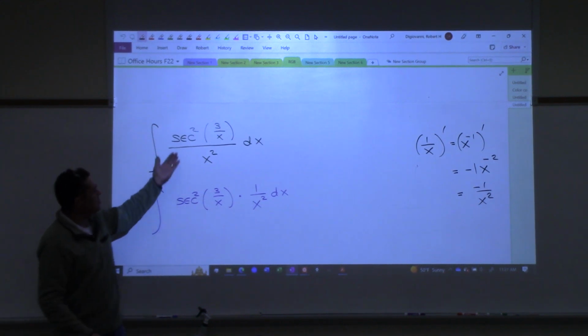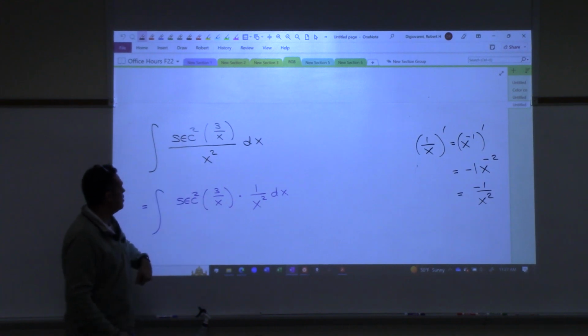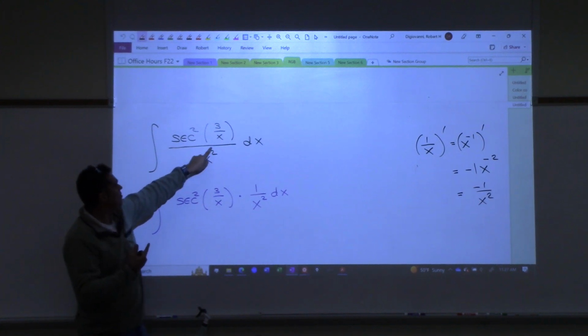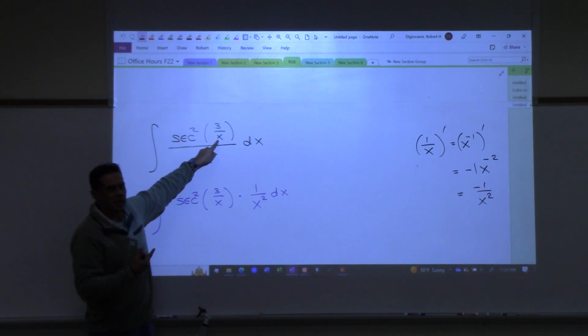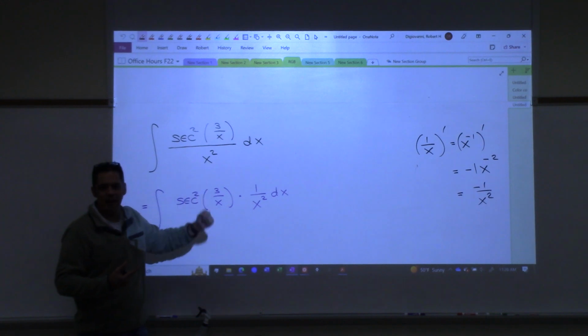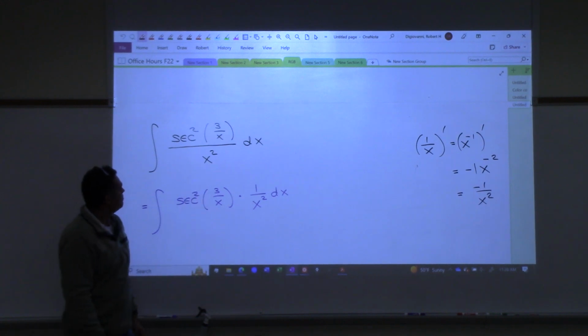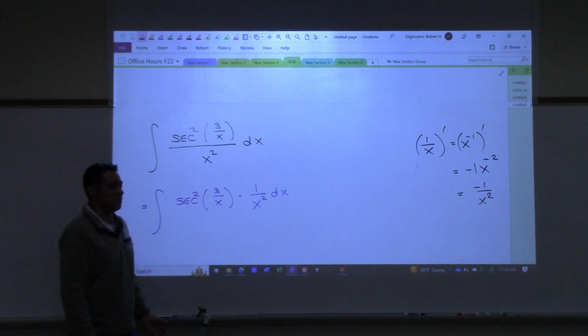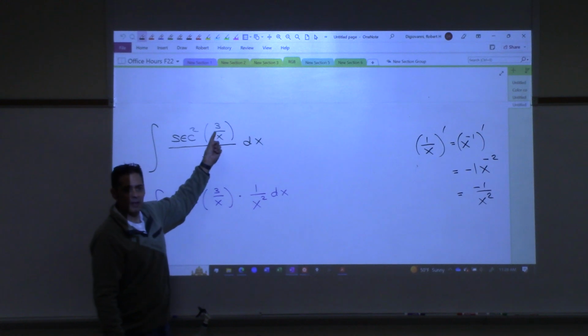So looking at this, there's a couple of things you could use for u. How about x squared? What's the derivative of x squared? 2x. Do you see an x? I see an x right there, but what's wrong with it? It's trapped. It's inside a secant function, right? So I can't do that. And there's not a whole lot else for you to use for u, right? Other than this argument that's in here, 3 over x.